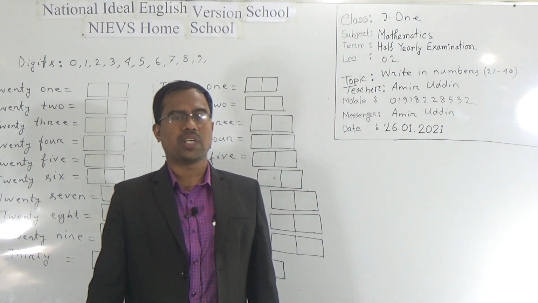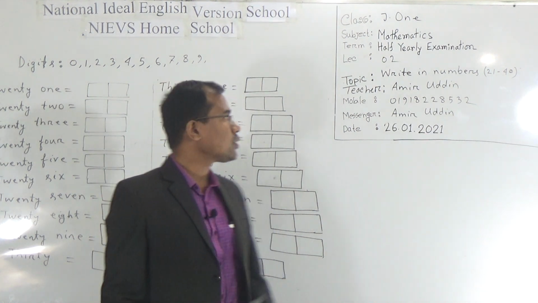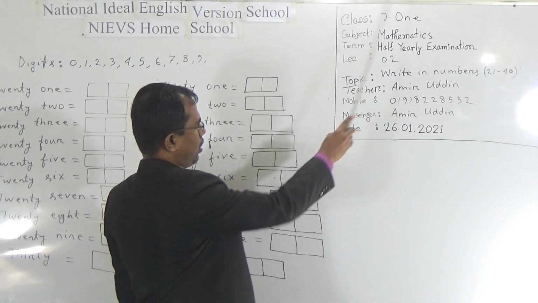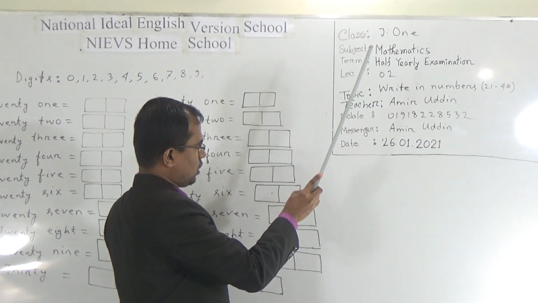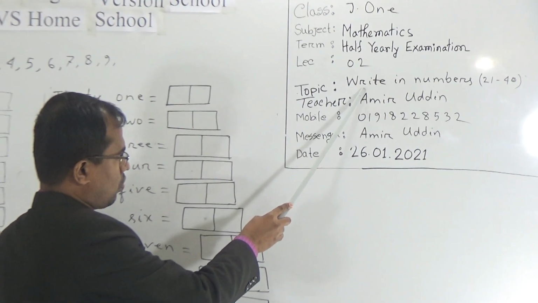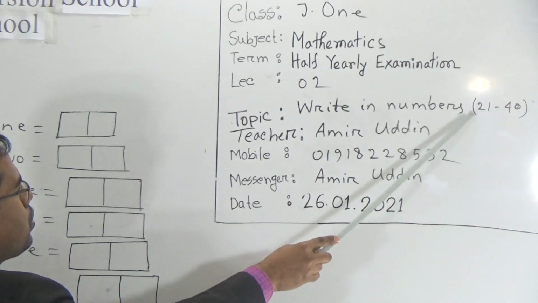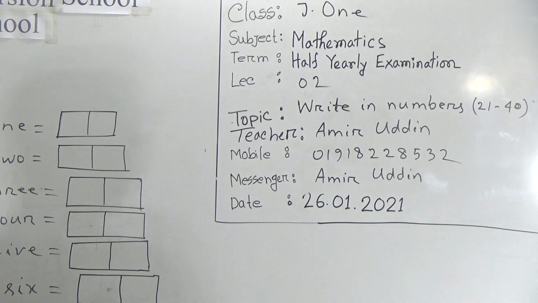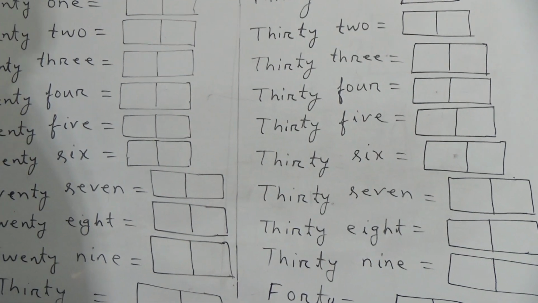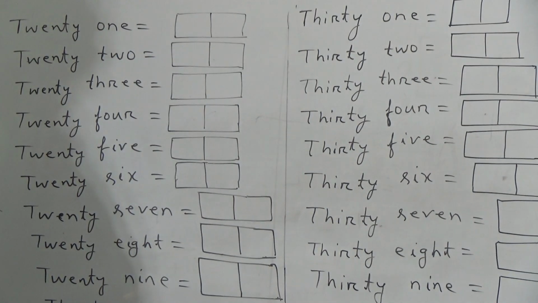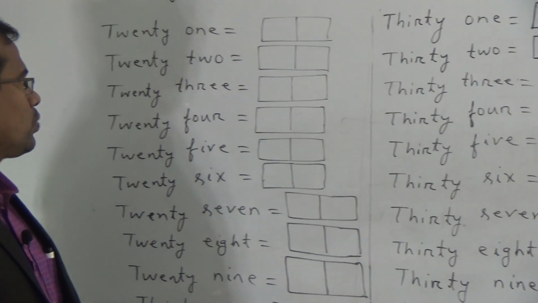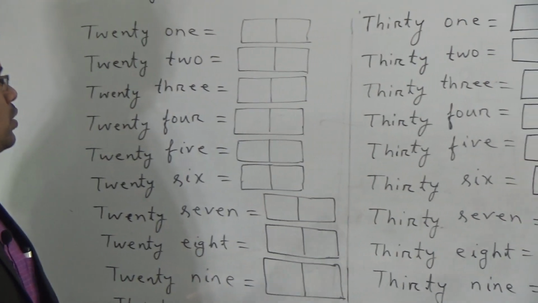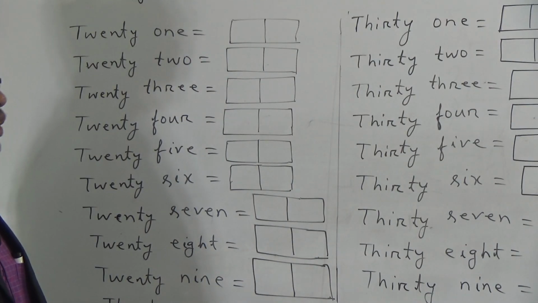Dear students, today I am going to take a math class for the students of Junior 1, and our today's topic is write in numbers 21 to 40. Today's lecture number 2. Dear students, in previous class we have already learned write in numbers 1 to 20. In this class we will learn write in numbers 21 to 40.